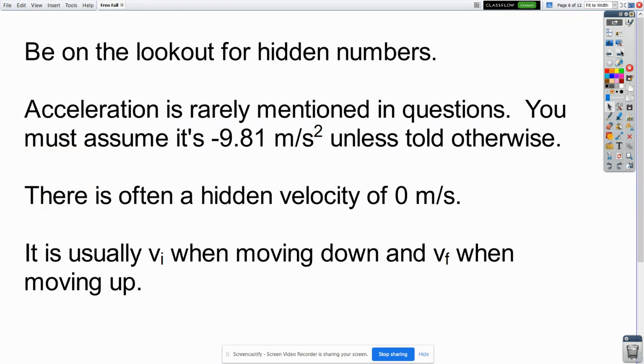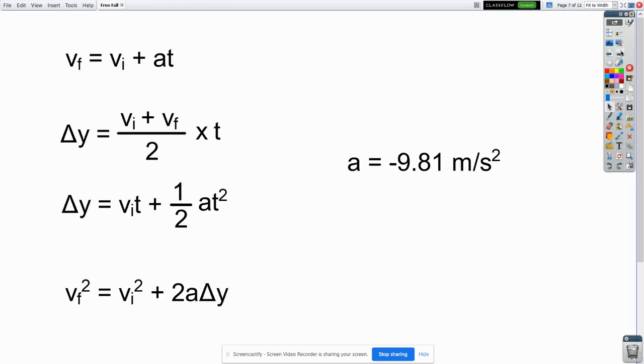There are also often hidden velocities. There's usually a 0 meters per second somewhere. It'll be VI if you're dropping something. So if I'm dropping something out the window, the initial velocity, the velocity it starts at as I'm holding it in my hand, is 0. If I'm throwing it upward, it's the final velocity that ends up being 0. If something goes up, it slows down, slows down, and for a split second, it stops. At the very top of its flight, it reaches a velocity of 0. So moving upward, VF is 0, and that is a very common hidden number.